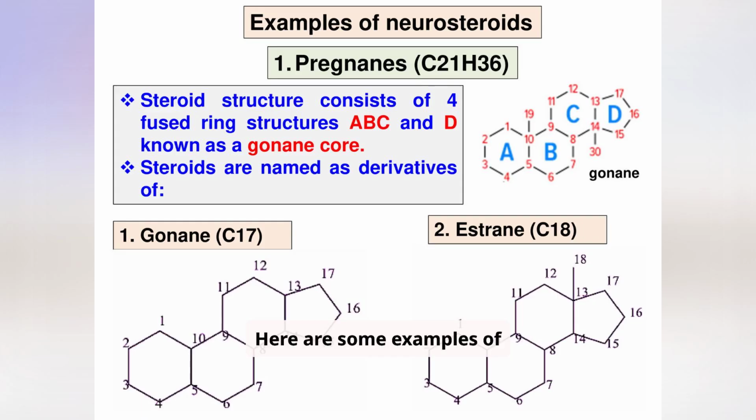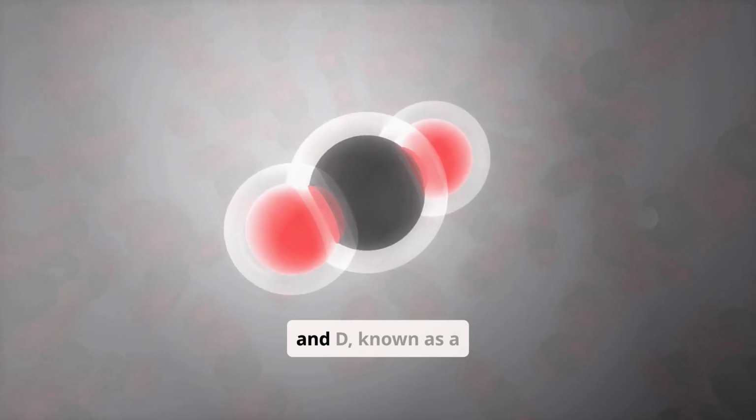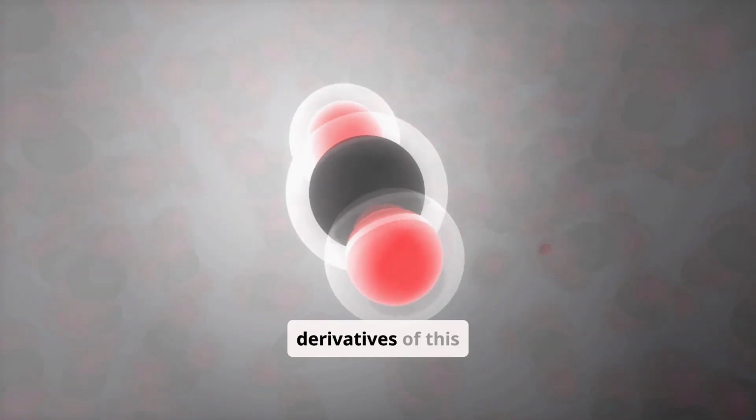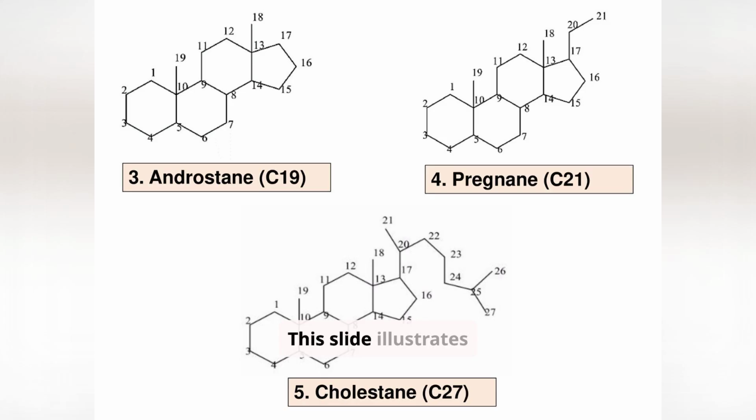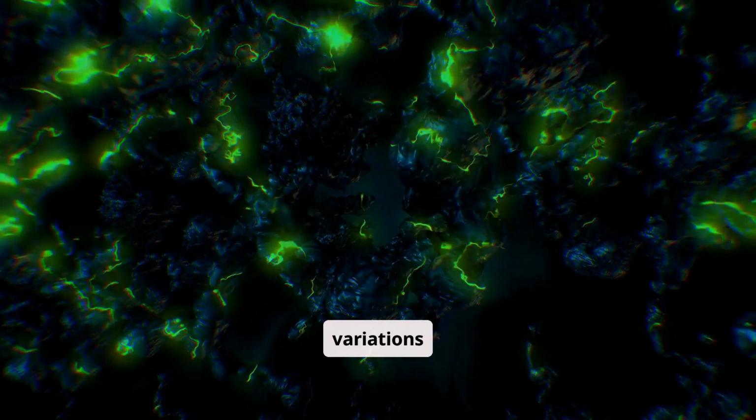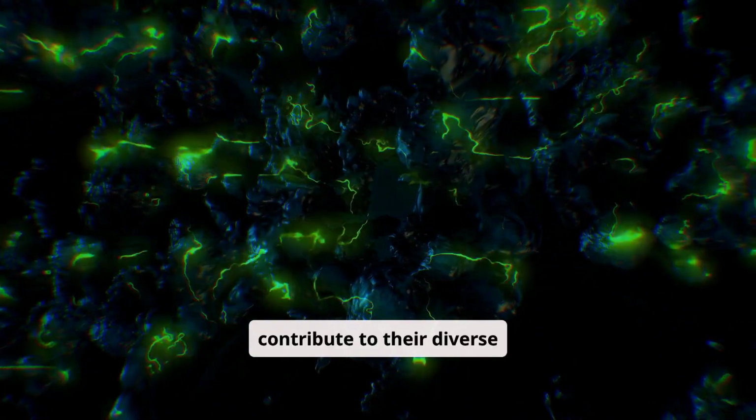Here are some examples of neurosteroids, including pregnanes, gonane, and estrane. Steroid structures consist of four fused rings, named A, B, C, and D, known as a gonane core. Steroids are named as derivatives of this core. This slide illustrates the basic structures of androstane, pregnane, and cholestane. Notice the differences in their carbon counts and side chains. These structural variations contribute to their diverse biological activities.